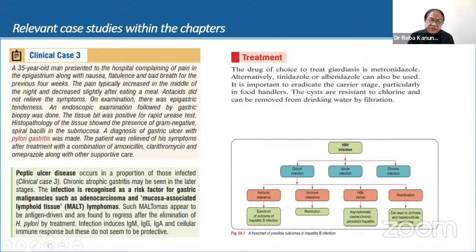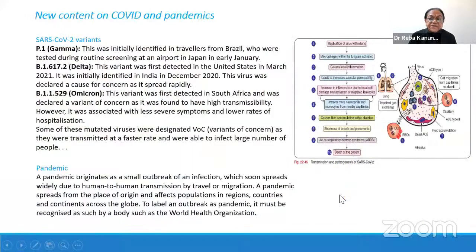And then the other thing that we have also done is outcomes. Many infections have various outcomes. So there also we have a small flow chart to show what could be the outcome of, let's say, hepatitis B infection, which is a very common infection. And so what can happen? Occult hepatitis, acute infection, chronic infection. And so that is represented in the form of a flow chart.